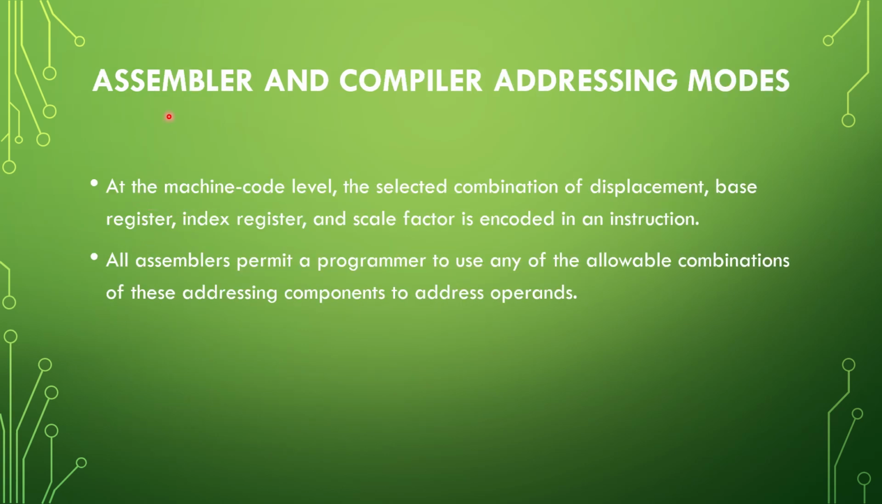Next one, assembler and compiler addressing mode. At the machine code level, the selected combination of displacement, base registers, index registers, and scale factors is encoded in an instruction. All assemblers permit a programmer to use any of the allowable combinations of addressing components to address operands.